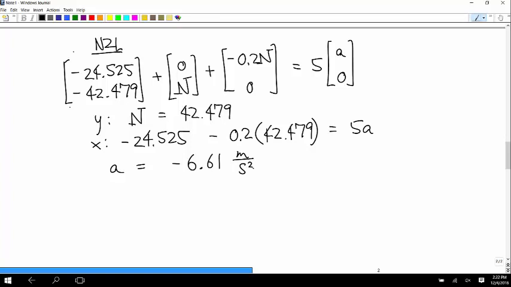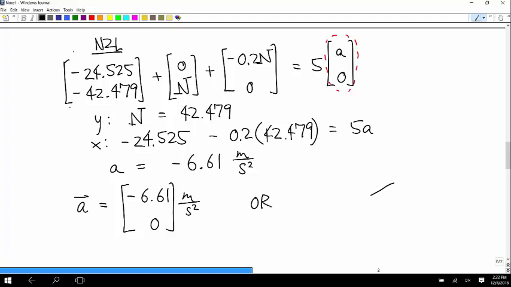And it asks for the acceleration vector. So now you want to take that and plug it back into the acceleration vector. So the acceleration vector is negative 6.61, 0 for y. Or the other way to think of it is it has a magnitude of 6.61 and it's pointing in the negative x direction.